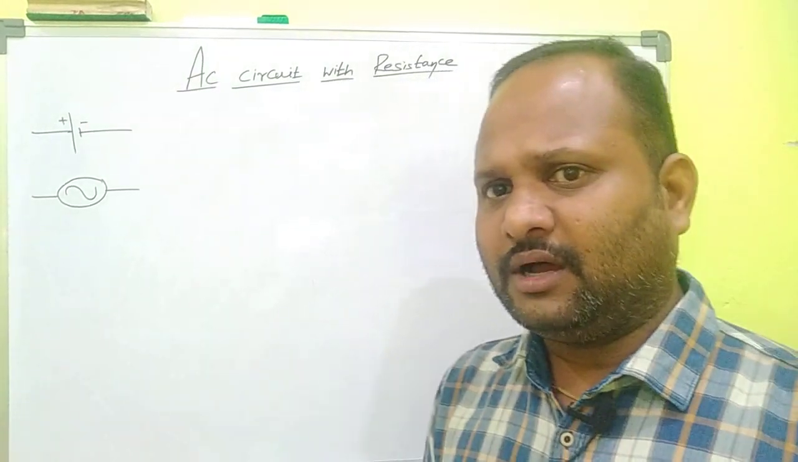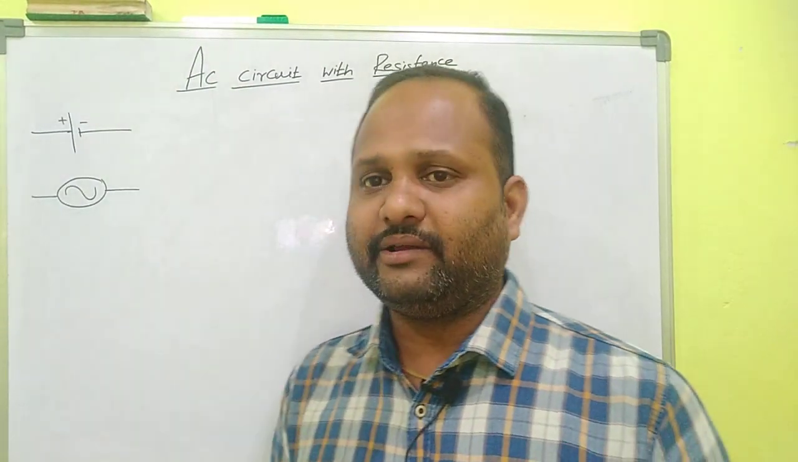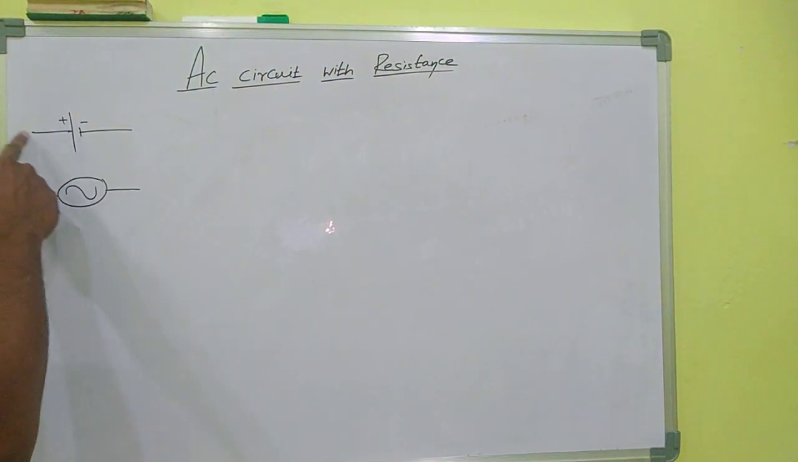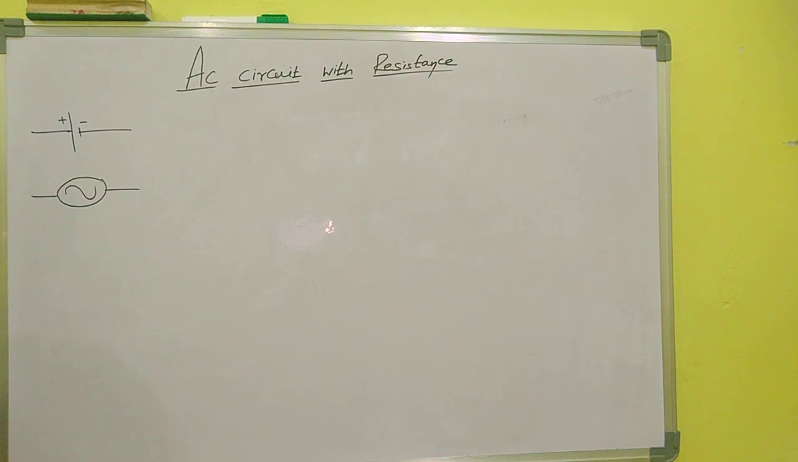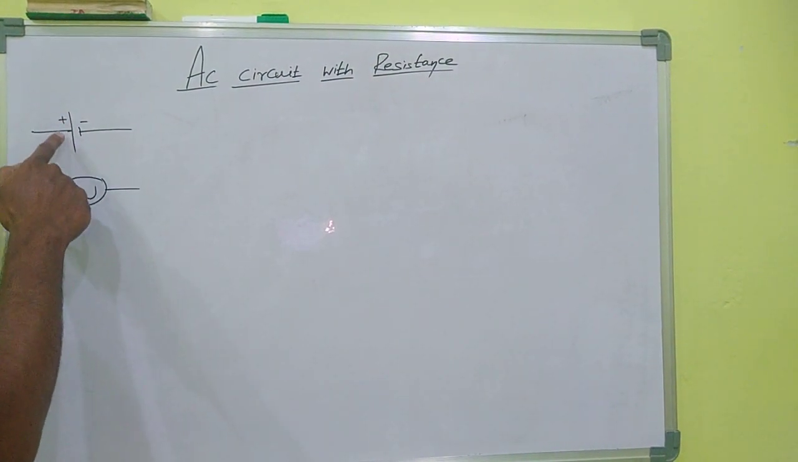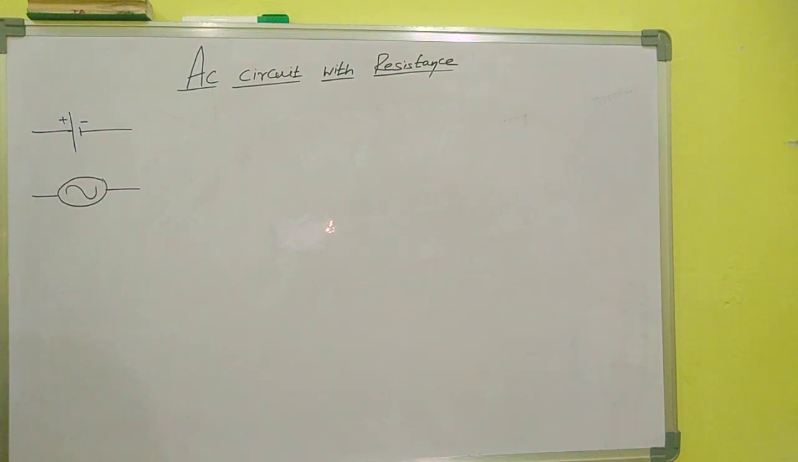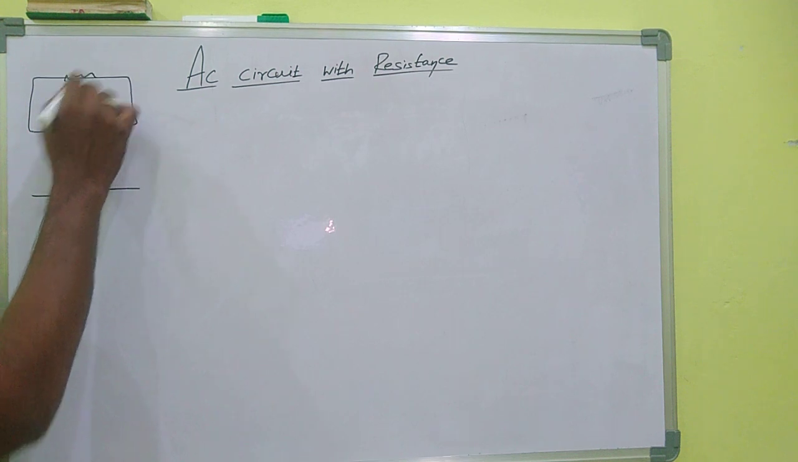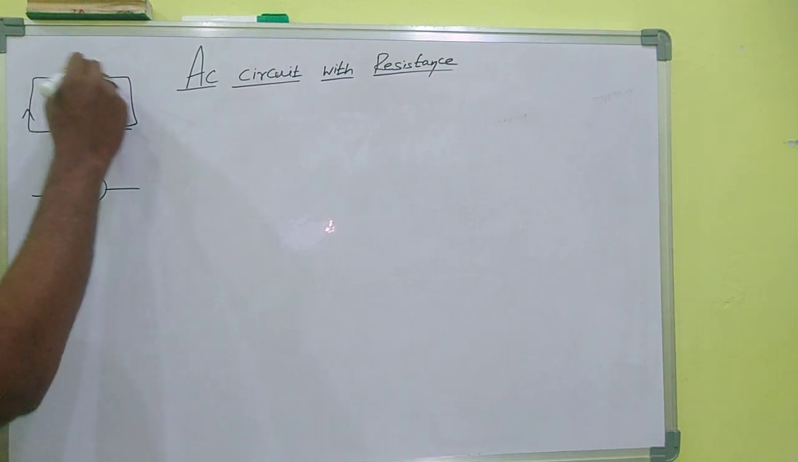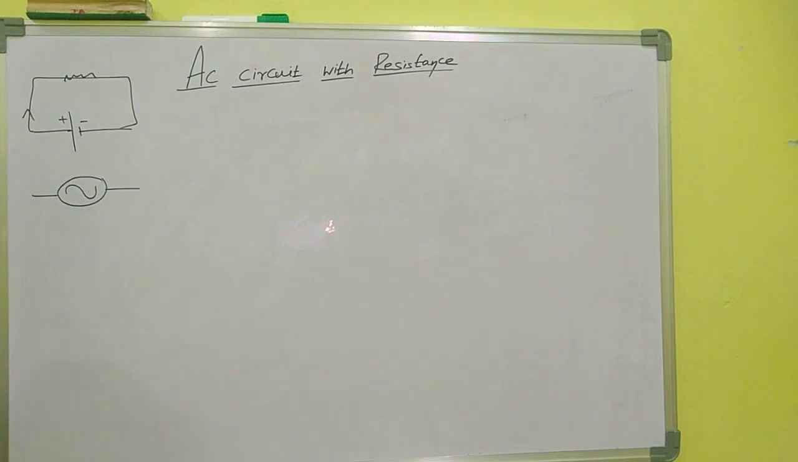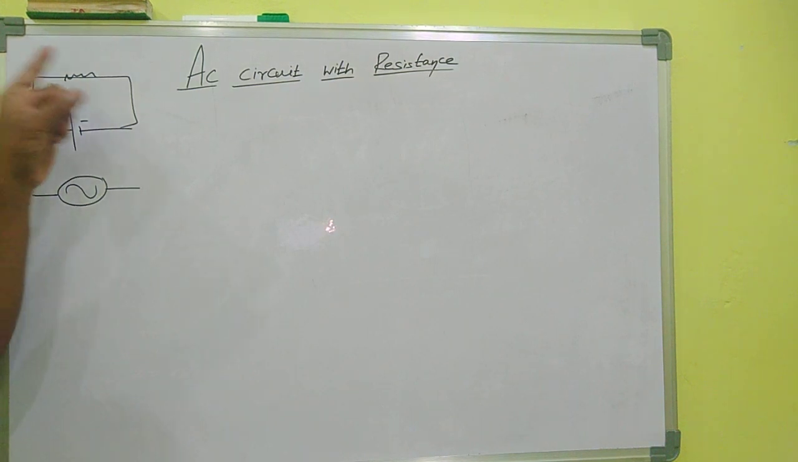We all know very well about the battery or cell, which provides a potential difference and a steady current, which can be represented by positive and negative terminals. The longer terminal represents positive, the shorter terminal represents negative. When it is connected to a circuit, the current flows from positive to negative. The arrowhead shows the way of current, where the current is flowing.